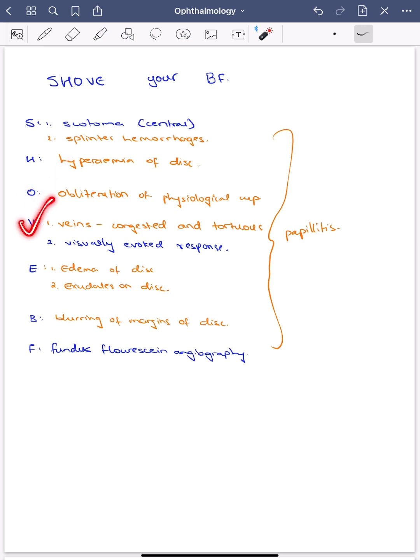V stands for veins, the retinal veins which appear congested and tortuous, and V also stands for visually evoked response, which shows delay in transmission time. E stands for edema of the disc and exudates on the disc. B stands for blurring of the margins of the disc, and F for fundus fluorescent angiography, which reveals leaks. Now of this, the signs which are marked in orange refer to the signs of papillitis.